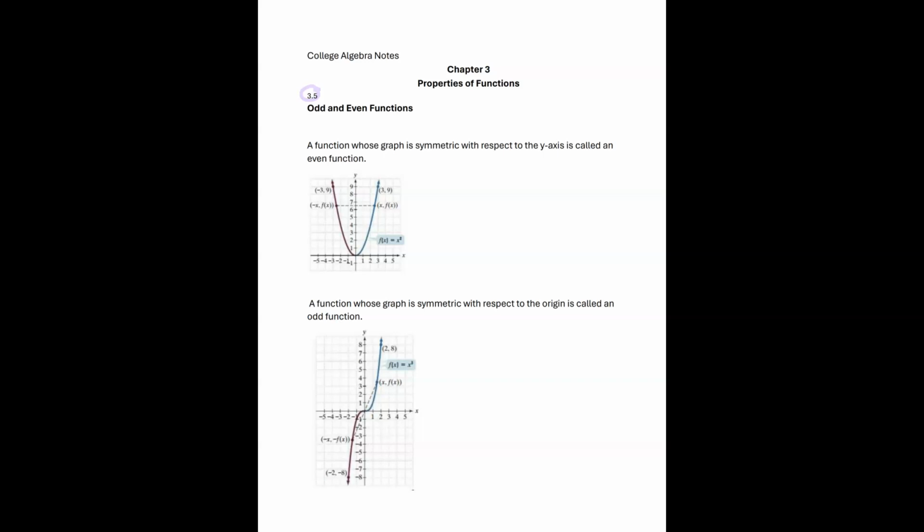Let's continue on. So right now we're going to talk about odd and even functions. A function whose graph is symmetric with respect to the y-axis is called an even function. It's kind of cool. In class I usually demonstrate this, but it's hard online, so I'll just say it. If you fold this graph in half on the y-axis, you will see that it is the exact same, right? So it's a mirror image of itself. So that is an even function.